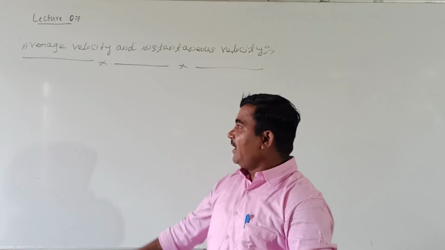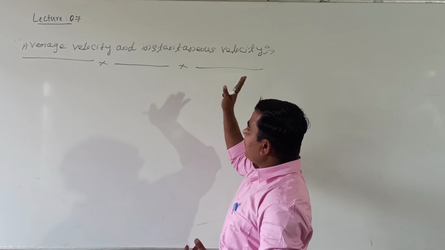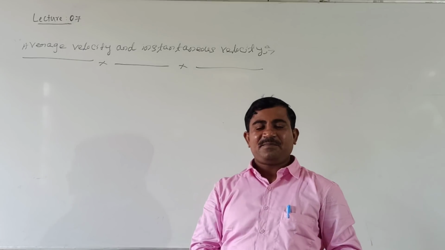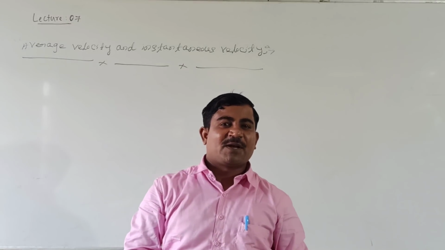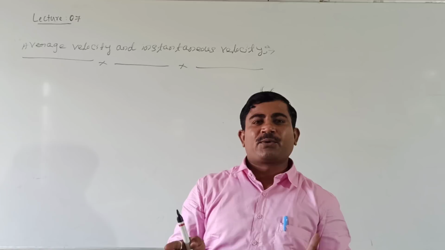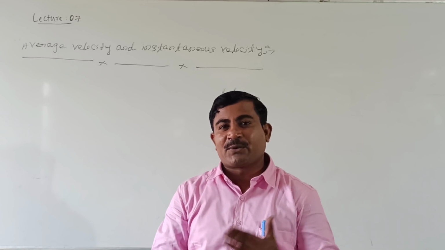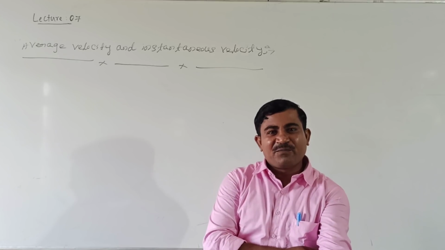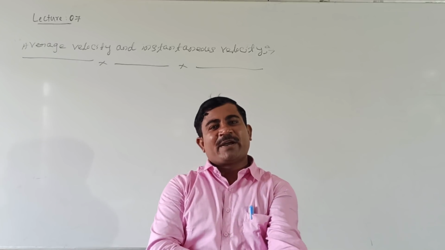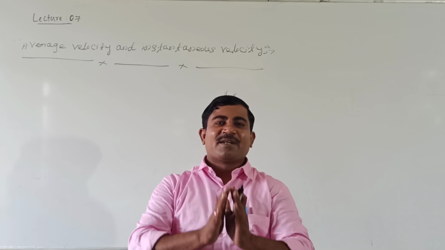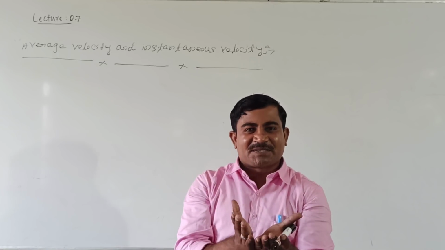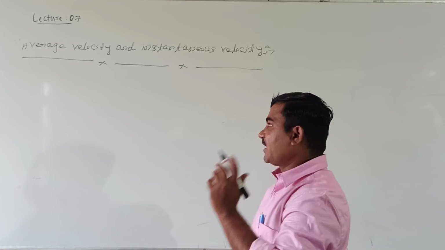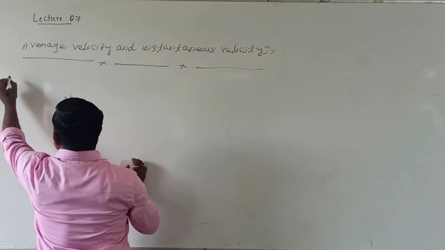Similarly, we can define here average velocity and instantaneous velocity. Simply, average velocity is the ratio of total displacement traveled divided by total time taken. The ratio of total displacement traveled by the body divided by total time taken, that we call the average velocity of the body. Shall I see the definition here? Average velocity first.